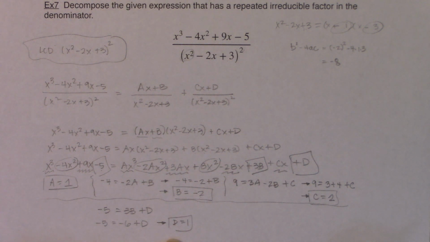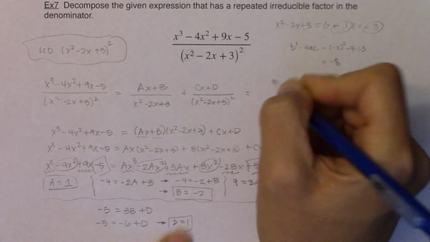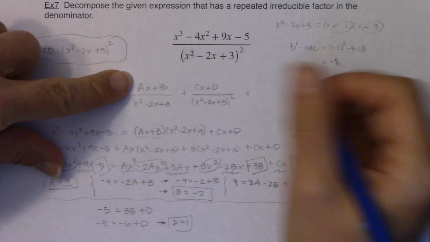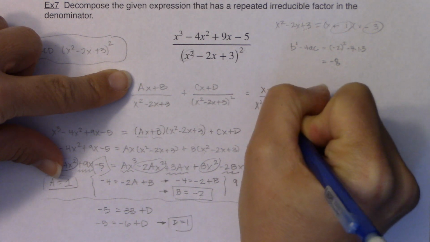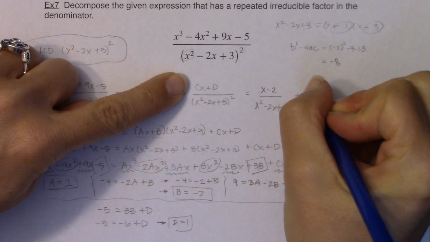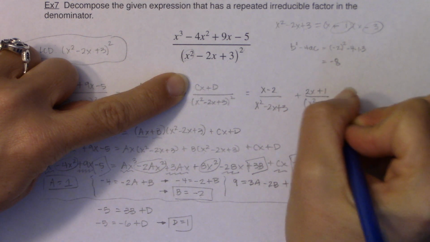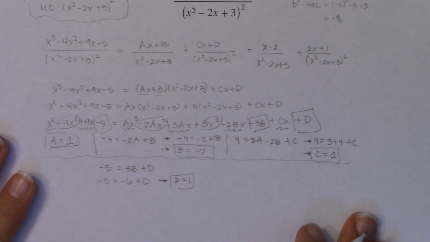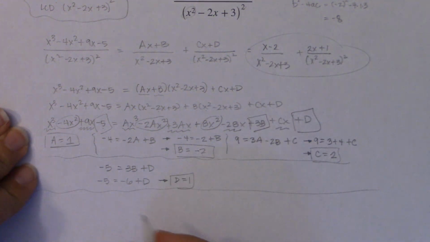And that's actually where I can almost end my problem now, right? Because now I've solved it, and I'm saying this original expression is equal to, all right, a was 1, b was negative 2. So this would be x minus 2 on the numerator, x squared minus 2x plus 3, right? And then c was positive 2. So this would be 2x plus d, which is 1, over x squared minus 2x plus 3 squared. So let me push this up a bit and write our end game answer. It's already here. I'm just going to write it up a little bit more properly.